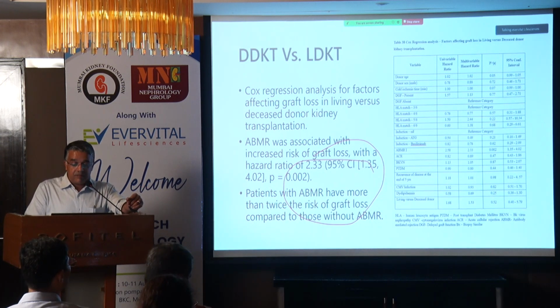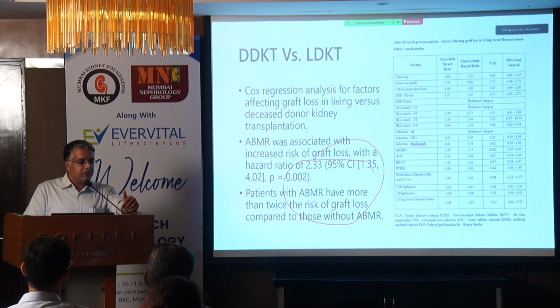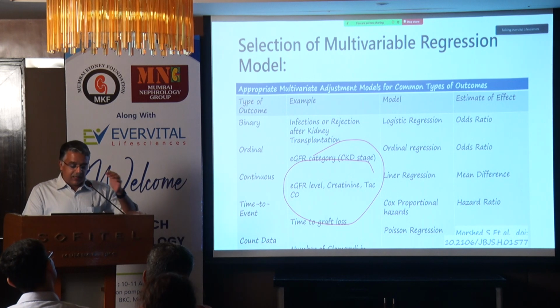risk of graft loss. But when they did the analysis, what they used was not the time dependent analysis, where you take the time to graft loss. Instead it was taken as those who had graft loss and no graft loss, those who had ABMR and no graft loss. Cox regression should not be done like that. We will come to that. So there are different ways of analyzing it.